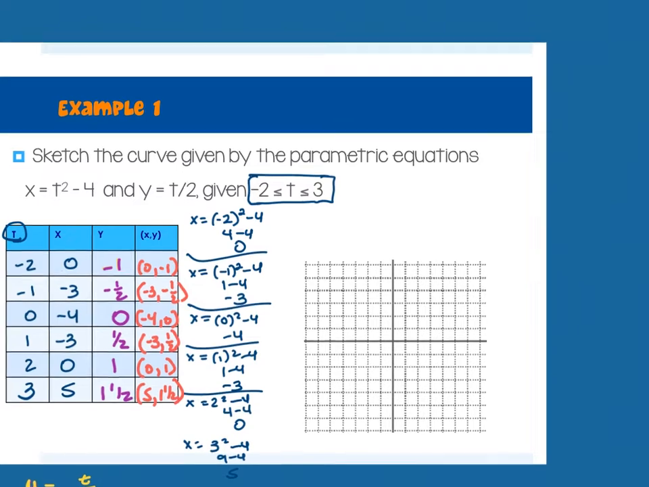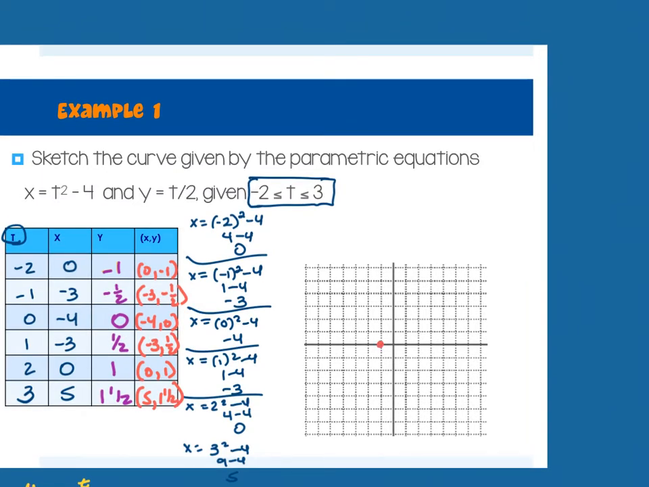And then I'm going to plot those points. So 0, -1, -3, -1/2, -4, 0, oh wait, hang on, this is wrong. Okay. 0, 1, and then 5 and 1.5.